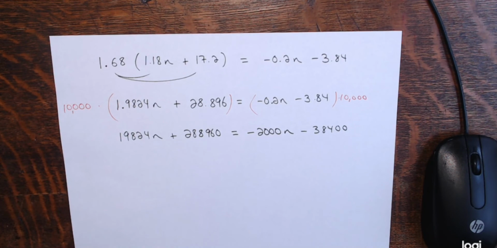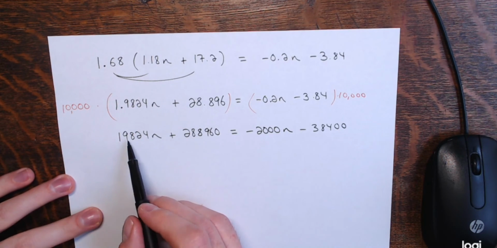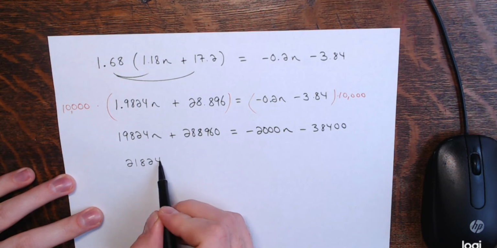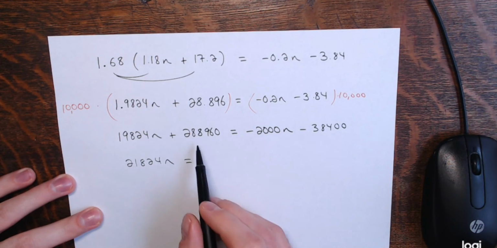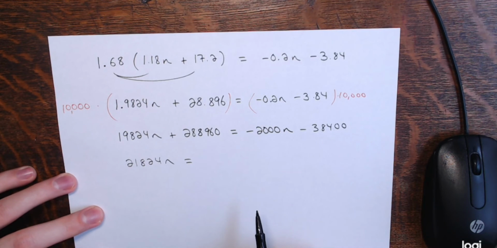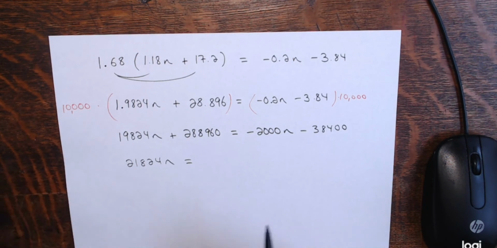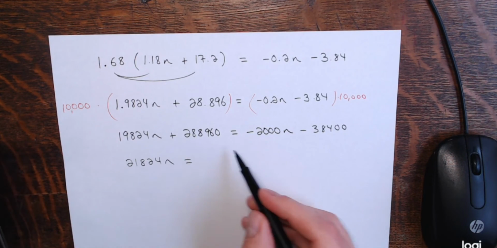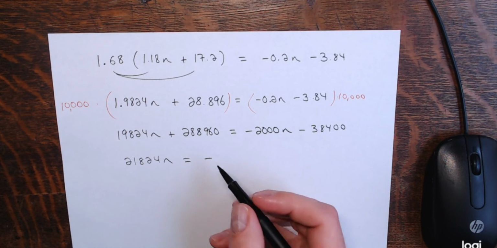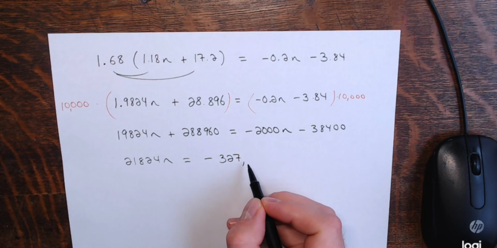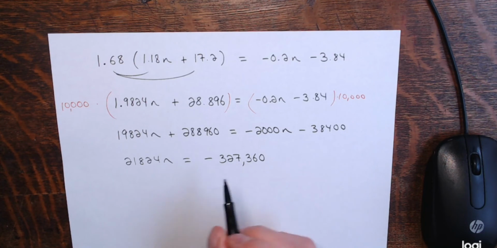Okay, now if I add 2,000n, that's going to be 21,824n equals, and then subtract this 288,960. Let's see. Again, I don't feel like writing this out. 38,400 together with 288,960. So subtracting this gives me negative 327,360. And then I'm dividing by 21,000.